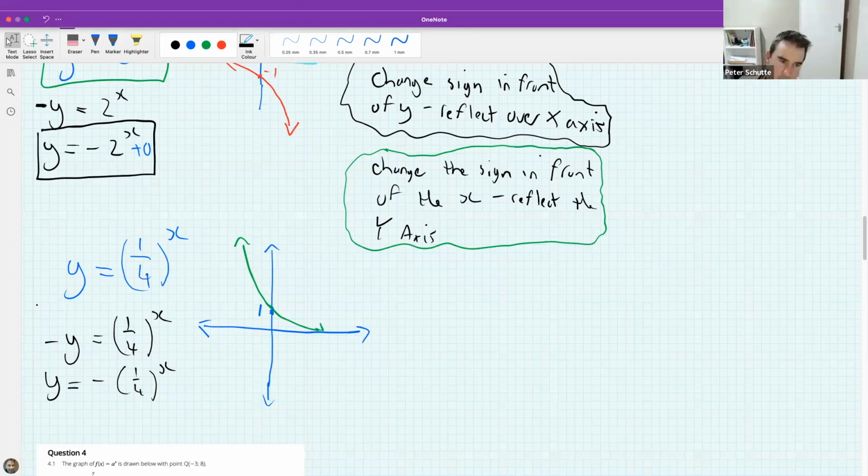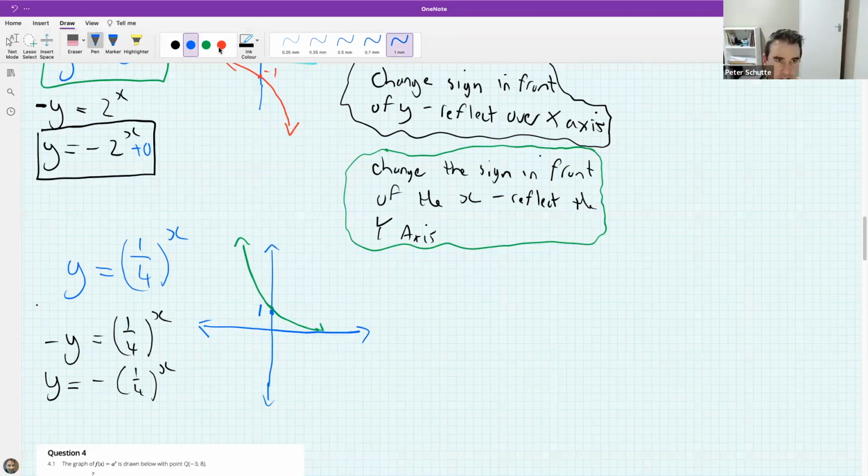Okay, so if you're reflecting this graph over the x-axis, because you changed the sign in front of the y, the point 1, when it's reflected over the x-axis, will get to -1. But we need to look at the shape here, and the shape is going to look slightly different. It's going to look like that. And this is going to be -1 over here. So this is how we get the different exponential function shapes.